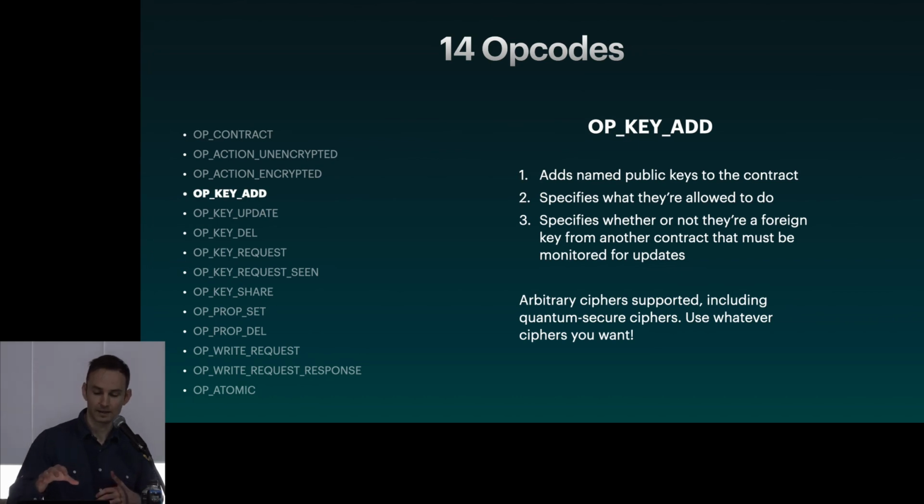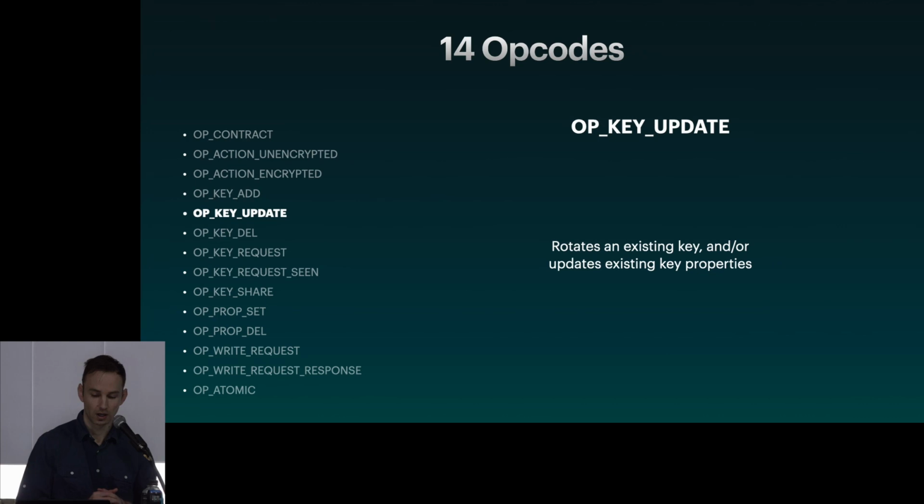OP key add is actually part of OP contract as well. So when you create an instance of a contract, you can add your keys instantly at the beginning. OP key update either rotates an existing key. So let's say a user wants to change their password. You would use OP key update for this.